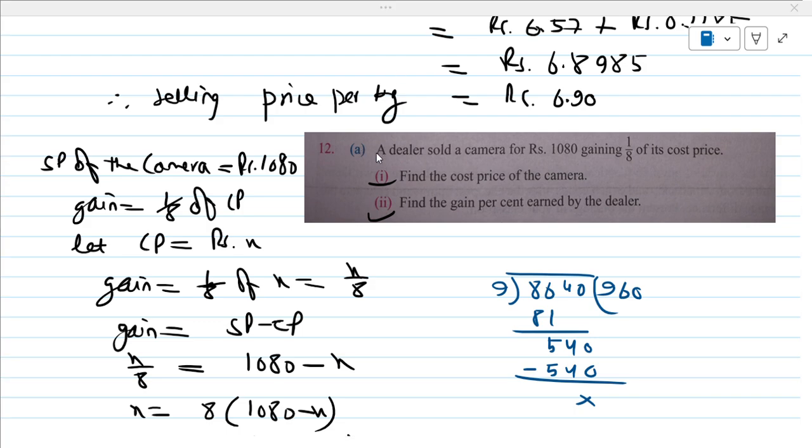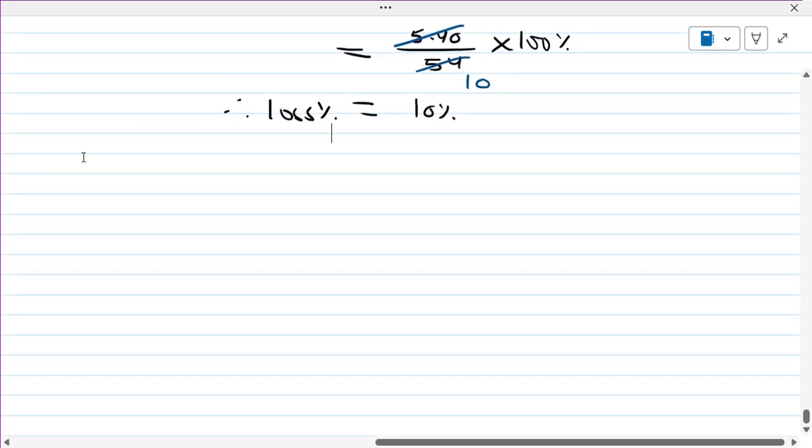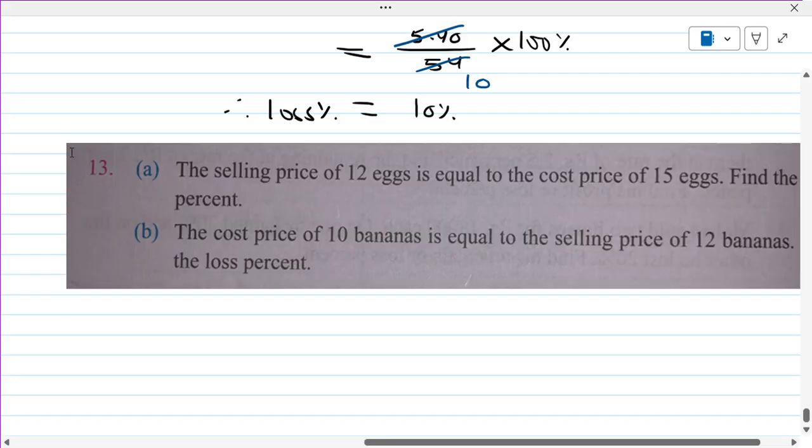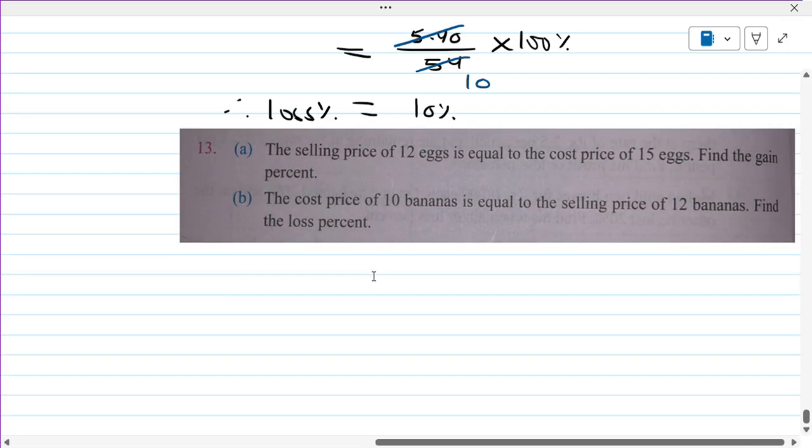Now I go with number 13. Okay, what's here in this number? Let's see. Let's read the first one. The selling price of 12 eggs is equal to the cost price of 15 eggs. So find the gain percentage.